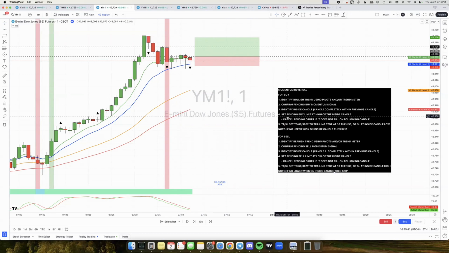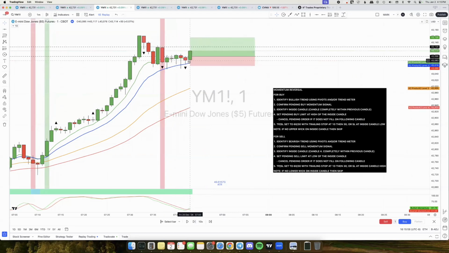Step 4, set a pending buy limit at the high of the inside candle, which is going to be above here. Step 5, TP set to 60, 30 with a trailing stop at 10 or 30. It kind of just depends on what you want. And once you have it set up right here, you let the trade run. The trade gets filled right here on the second candle.